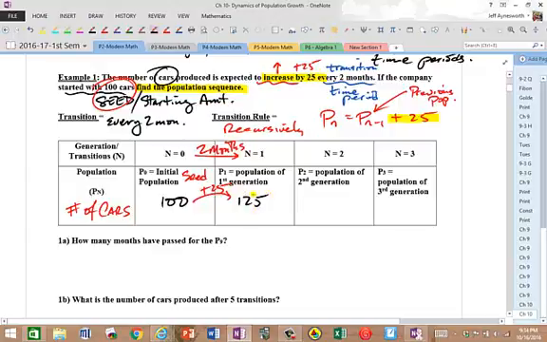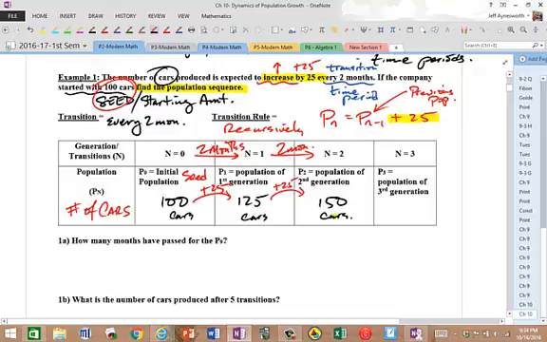All right, and then what you have to do is, to get to the next transition, another 2 months go by, right? And we have to add 25 to 125. And well, we get 150 cars, right? After 2 time periods or 2 transitions, which equals 4 months, by the way, you have 150 cars, okay?